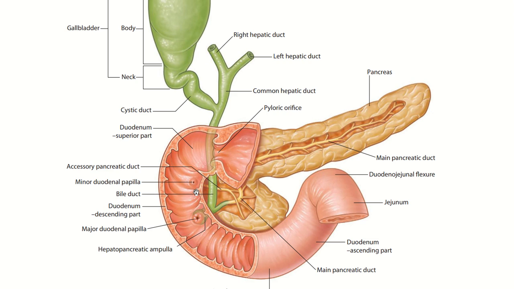Another thing to understand and know is that the pancreatic tail is intraperitoneal because it lies within the splenorenal ligament. You understand? So that's everything that you have to know about the pancreas. Thank you so much. Take care.